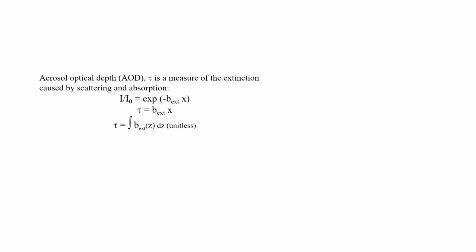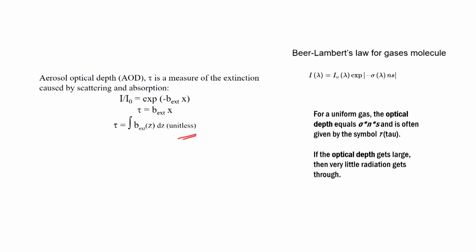So this is aerosol optical depth. I discussed this equation, and one more thing is that I discussed the Beer-Lambert law for gaseous species. You can calculate sigma n times s, and this value is given by tau. This is the optical depth because of the uniform distribution of the gas in the atmosphere. Similarly, for aerosol particles it will be b extinction times x, and if you integrate this you will get tau, which is called the aerosol optical depth.